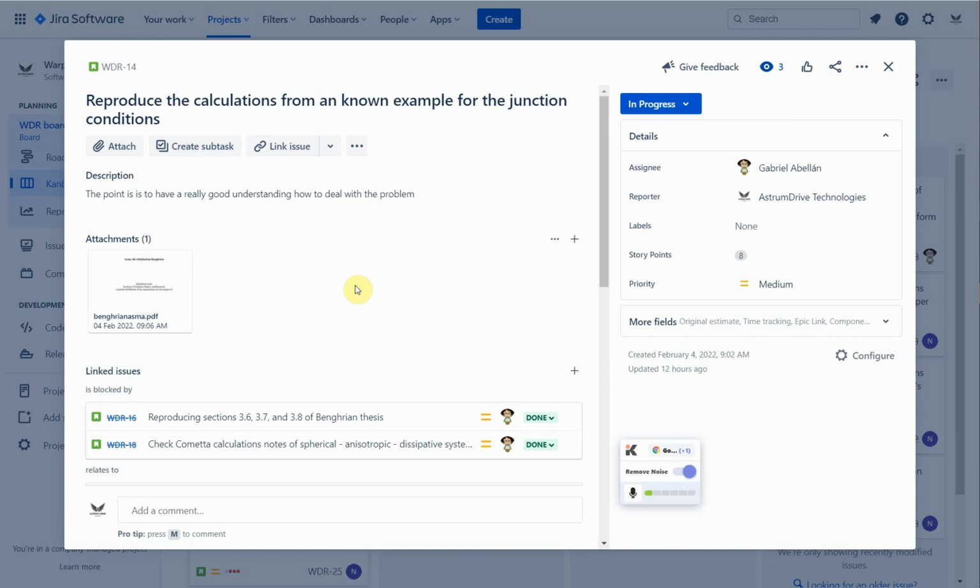Okay, just wanted to make sure. All right, so please go ahead. You were saying about the task which Gabriel took.